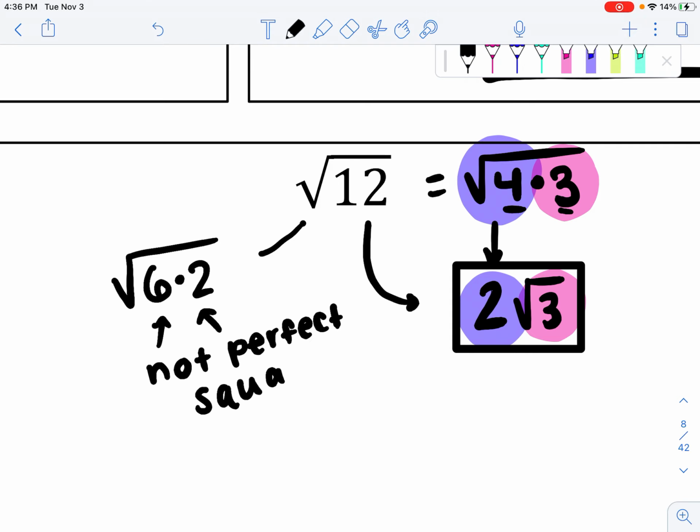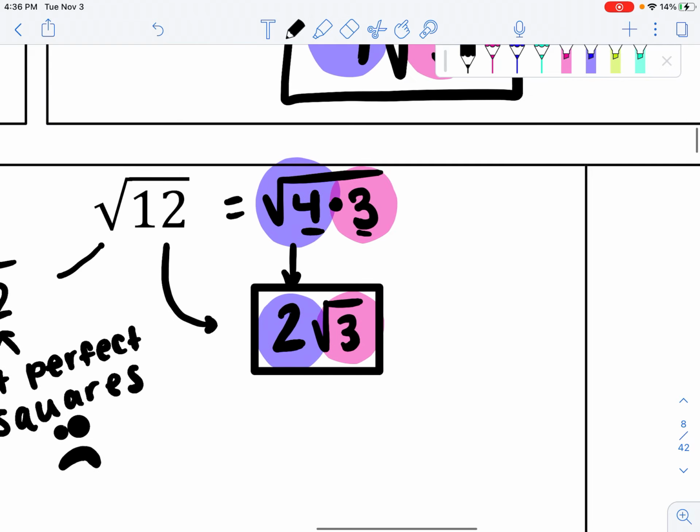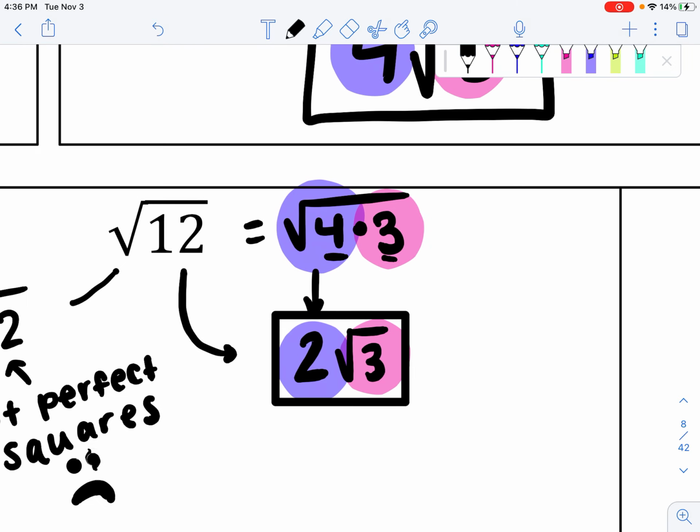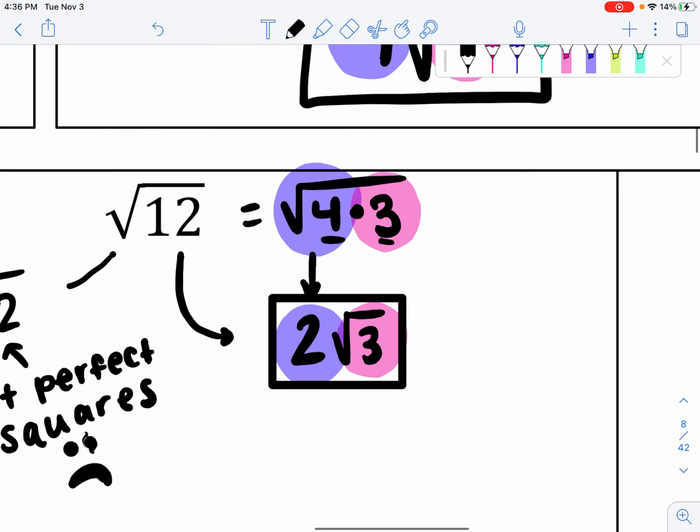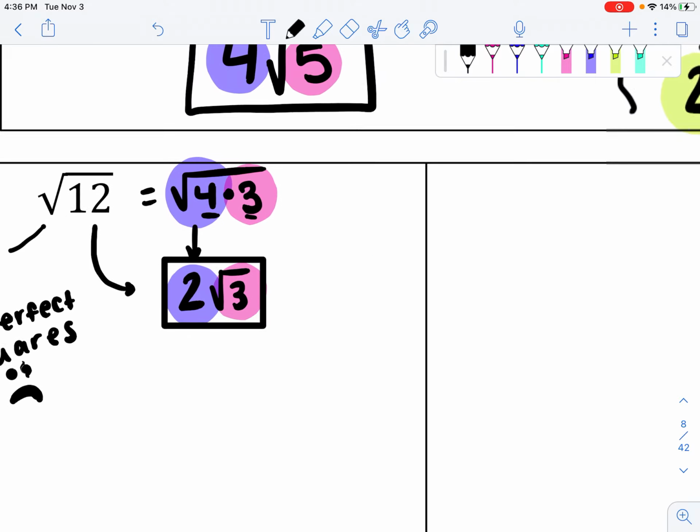And the only time you can pull something out of a radical is if it's a perfect square. So we don't want to use numbers like 6 and 2 because neither of those are perfect squares. Whereas the 4 and the 3, 4 times 3 still equals 12. And since 4 is a perfect square, I was able to remove it from the radical as a 2.